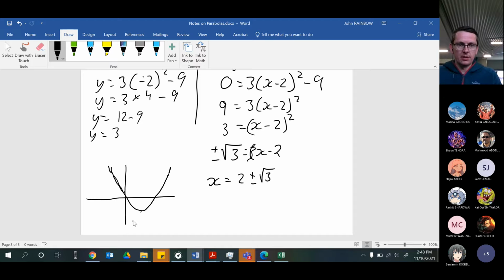Okay, so I know that this is 2, -9. I know that this point here is 0, 3, my y-intercept. And I know that this point here is going to be 2 minus √3, because that's going to take me more on the negative side. And this is going to be 2, whoops, comma 0. That should be comma 0 bracket. And this should be 2 plus √3, comma 0. And then you've labeled your x-intercepts. All right.